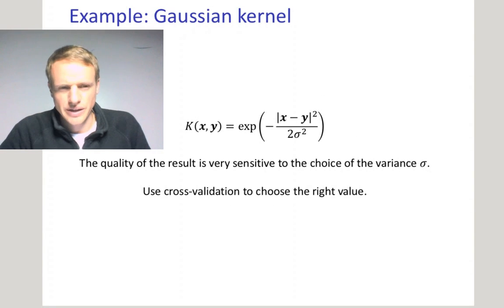So how do we deal with it? As always, a good method is to use a simple grid search on the hyperparameter sigma, and then use cross-validation or a separate validation set to test a particular value of sigma.